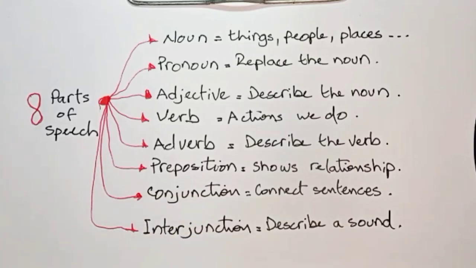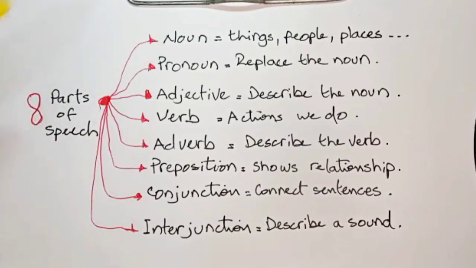Interjections describe sound. There are sounds we make when we are shocked or amazed or happy, such as wow, woo, yay, when we are happy, etc. These sounds are called interjections. You don't need to understand any language, so once you hear them, you know, or at least you can feel how the speaker is feeling at that time.